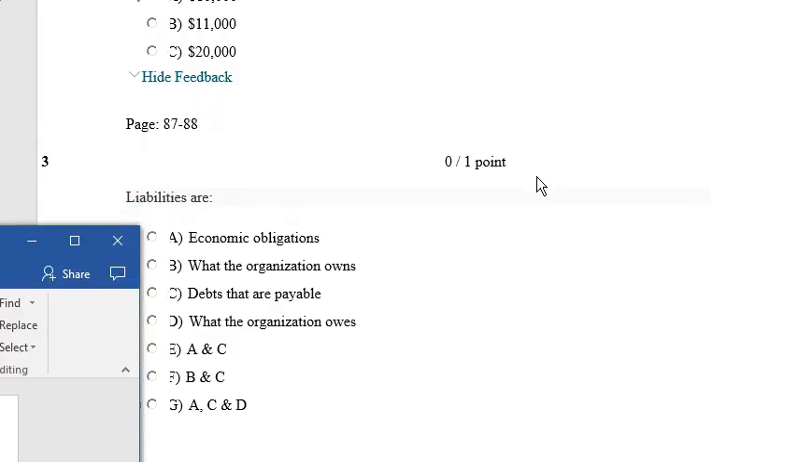All right, next question, liabilities. Okay, so liabilities are economic obligations. Yes, that's true. As I'm going through here, then liabilities, what the organization owns. Now, wait a minute, that doesn't make sense. Those are assets, so I'm going to skip that one. C, debts that are payable. True. And D, what the organization owes.